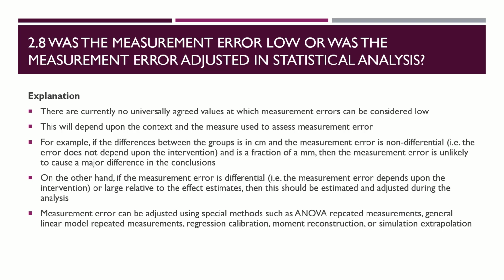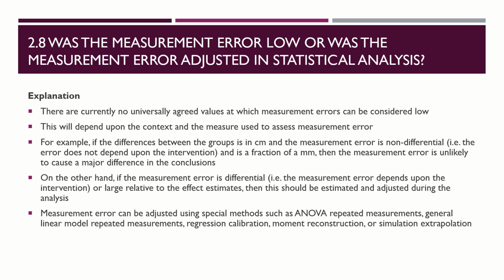Okay. Now, what is a low measurement error? There are no universally agreed values at which measurement errors can be considered low. This will depend upon the context and the measure used to assess measurement error. For example, if the difference between the groups is in centimeters and the measurement error is non-differential, that is, it doesn't depend upon the intervention, and it is only a fraction of a millimeter, then measurement error is unlikely to cause a major difference in the conclusions.